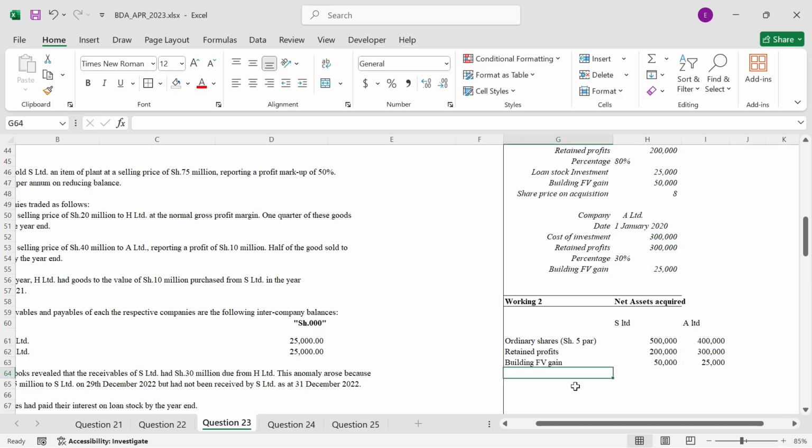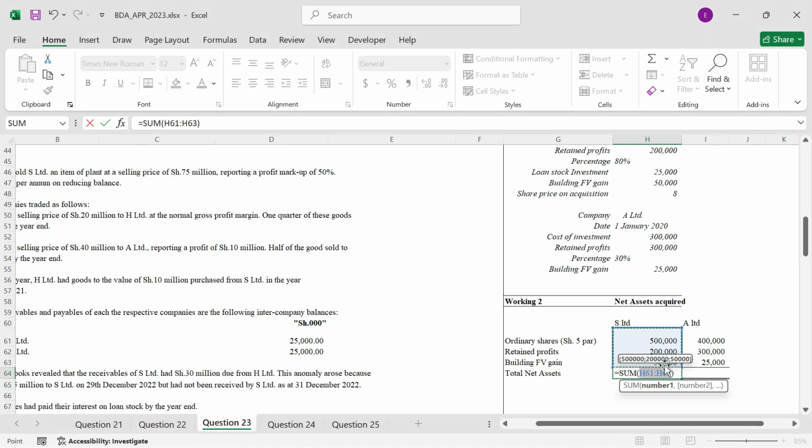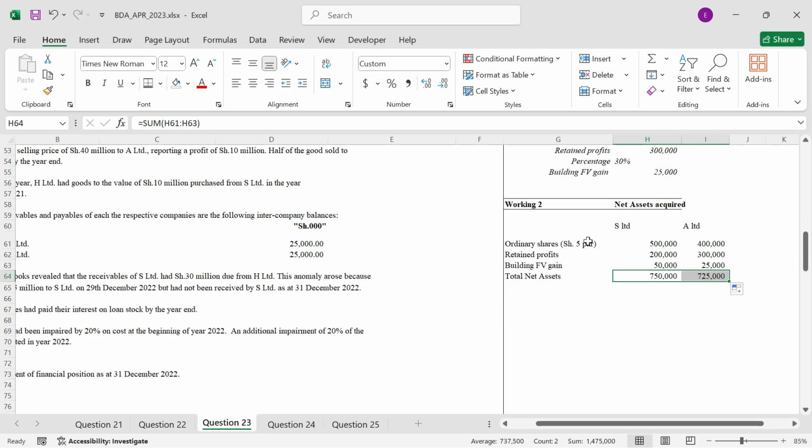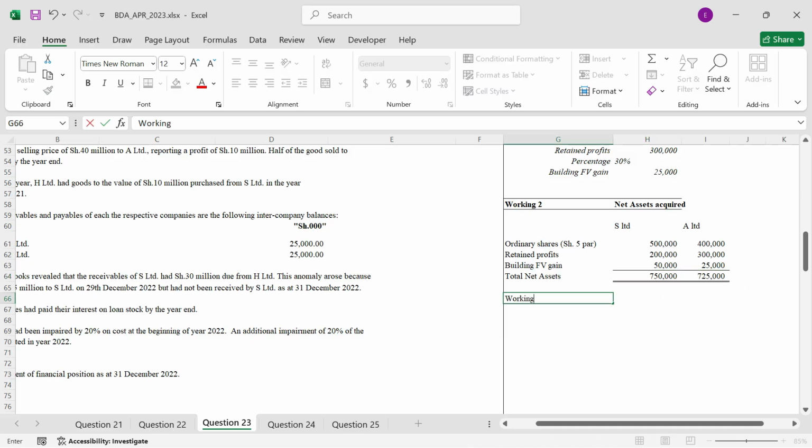So the total net assets is the sum of these values. So I acquired 80% of this and 30% of the 720 value. After my net assets acquired, the next thing to find will be my NCI at acquisition.